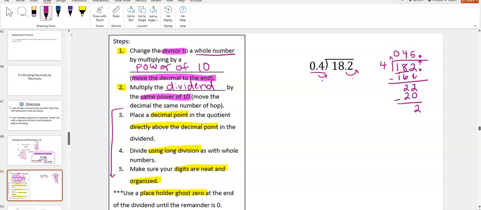Now I'm not going to do a remainder. I have my decimal point, and 2 is smaller than 4, so I'm going to add my ghost 0 and bring it down. 4 goes into 20 5 times. Now my remainder is 0, so I am done, and my answer is 45.5. So 18 and 2 tenths divided by 4 tenths equals 45 and 5 tenths.